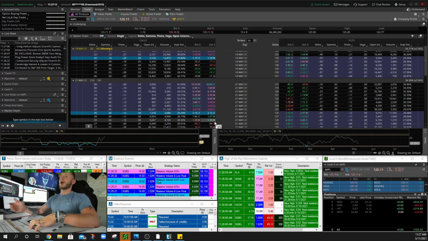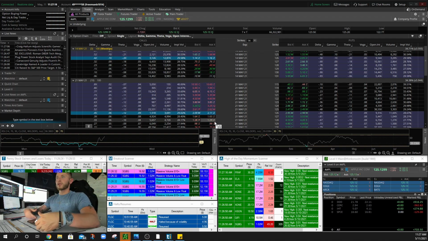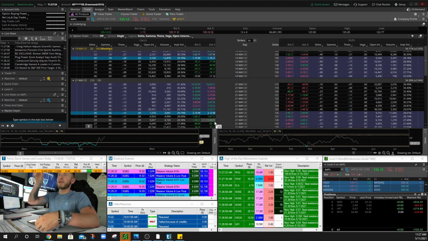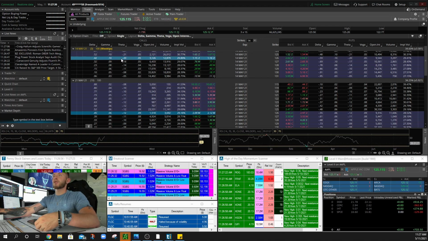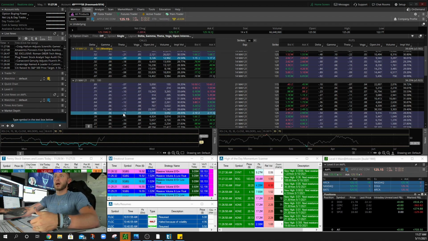So you're paying an extra $100 for the contract, but you're only losing $30 for that 3 days, assuming Apple does nothing, versus losing $60. That there would be a 50% loss right here on that 126 call. That would be about a 50% loss just from the theta over 3 days. You come here, that would be about a 10% loss, 15% loss of the theta over the course of 3 days.